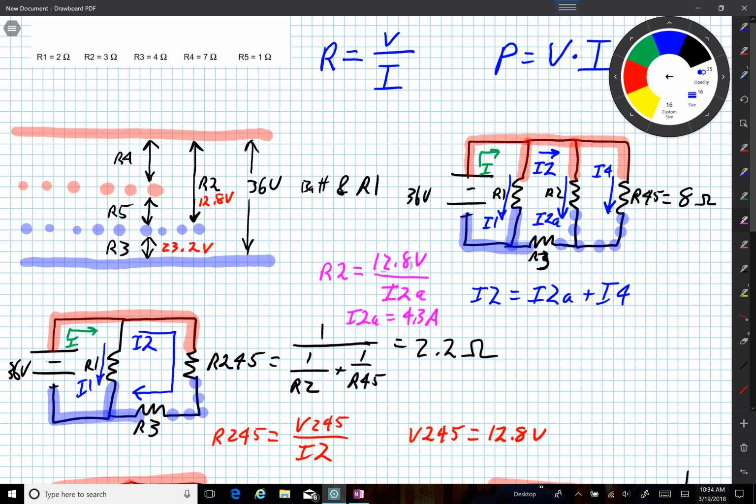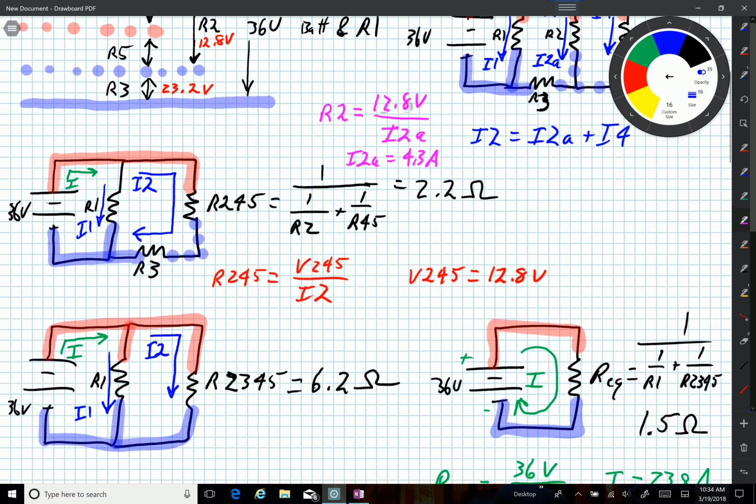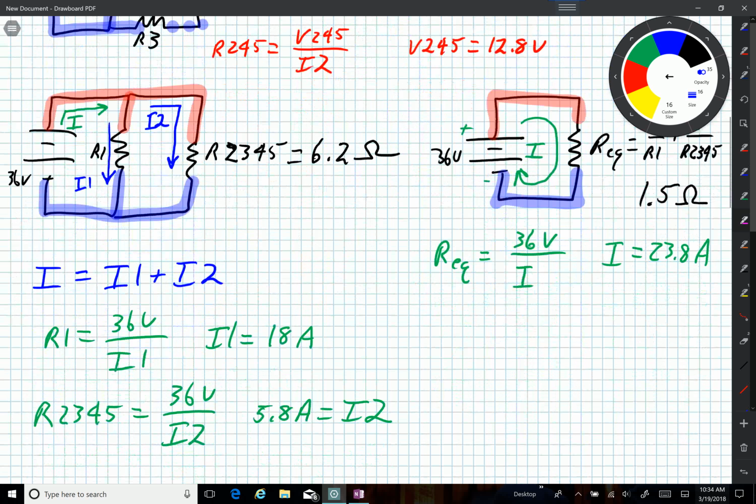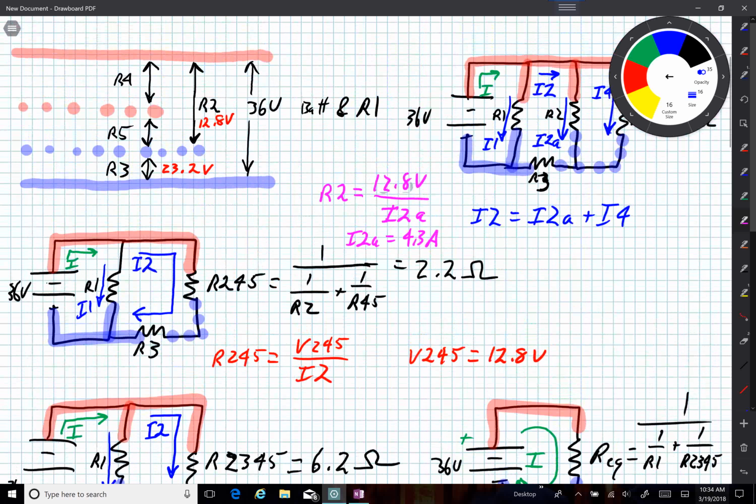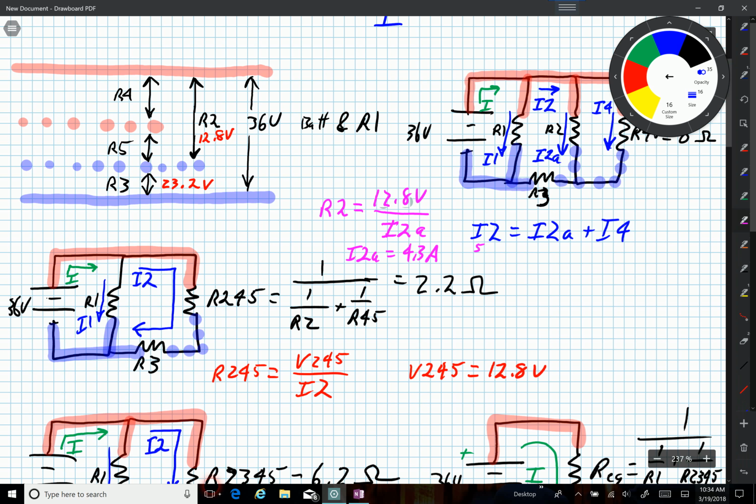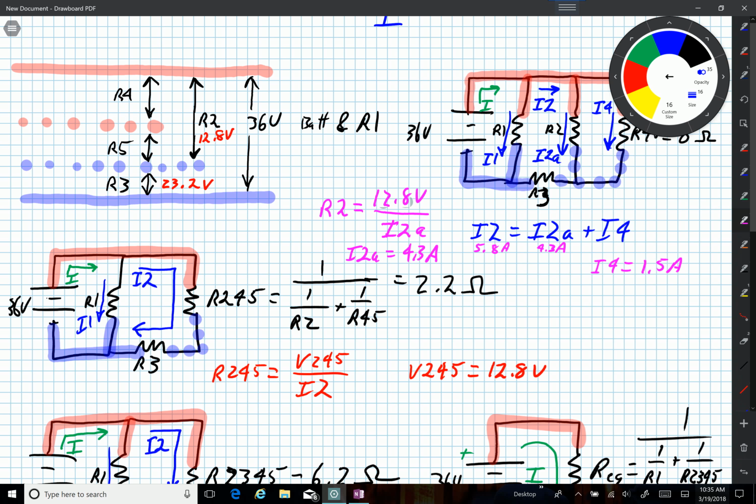Okay, so we knew that I2 was 5.8 amps. I just figured out that I2A was 4.3 amps. And so I can say that I4 is going to be 1.5 amps. Okay, that's the current flowing down through I4.